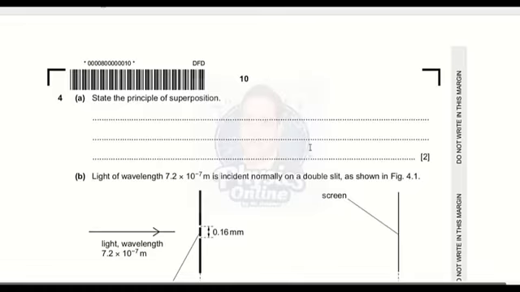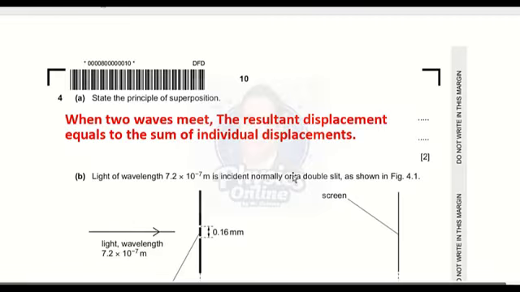State the principle of superposition. The principle of superposition is that when two waves meet, the resultant displacement is equal to the sum of the individual displacements.